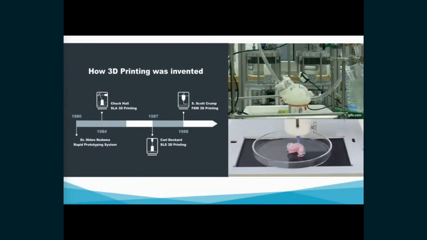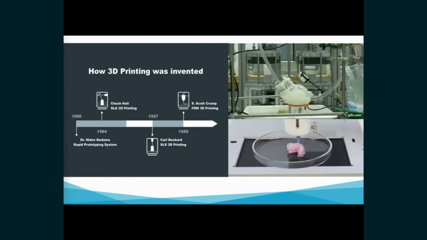Dr. Hideo Kodama from Japan was actually the first documented person to experiment with 3D printing technology back in the 1980s. He created a 3D printing system in which a resin is exposed to UV light layer by layer, producing a solid 3D model. Although Dr. Kodama filed for a patent, he never did complete all the requirements for obtaining one. So his 3D printing method was never commercialized.